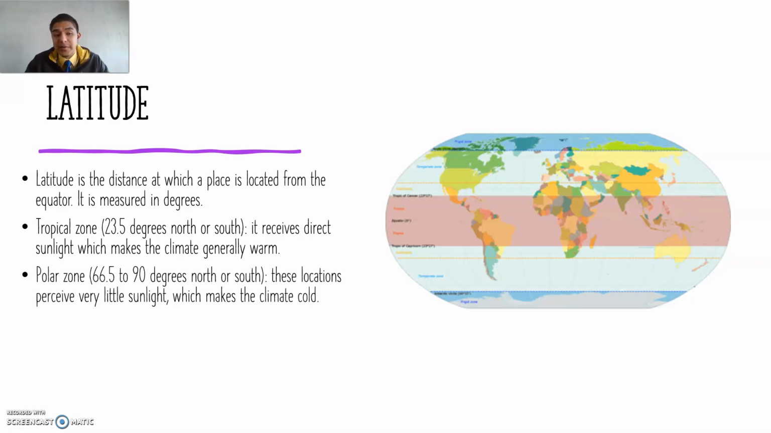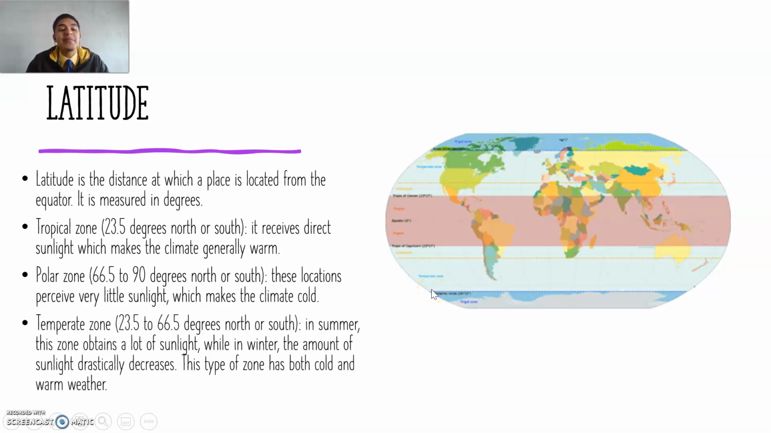We also have the polar zone, which is located at 66.5 to 90 degrees north or south. These locations receive very little sunlight, which makes the climate cold. So basically, we're going to find the polar zone right over here, right at the top. And lastly, we have the temperate zone, which is located from 23.5 to 66.5 degrees north or south. In summer, this zone obtains a lot of sunlight, while in winter the amount of sunlight drastically decreases. This type of zone has both cold and warm weather.